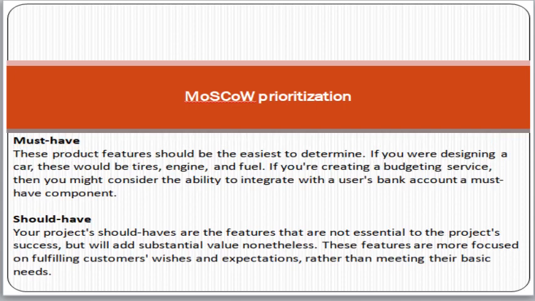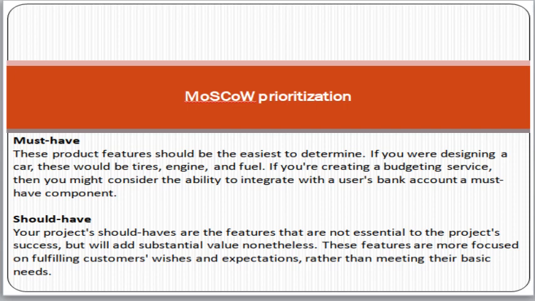Now coming more deeply into the MoSCoW prioritization list, the first category is the must have requirement. Must have requirement means that, for example, you are making a car, so every car must need a gear, every car must need a steering, every car must need a tire. So these must have requirements are the compulsory requirements. Without these requirements, you cannot go further actually.